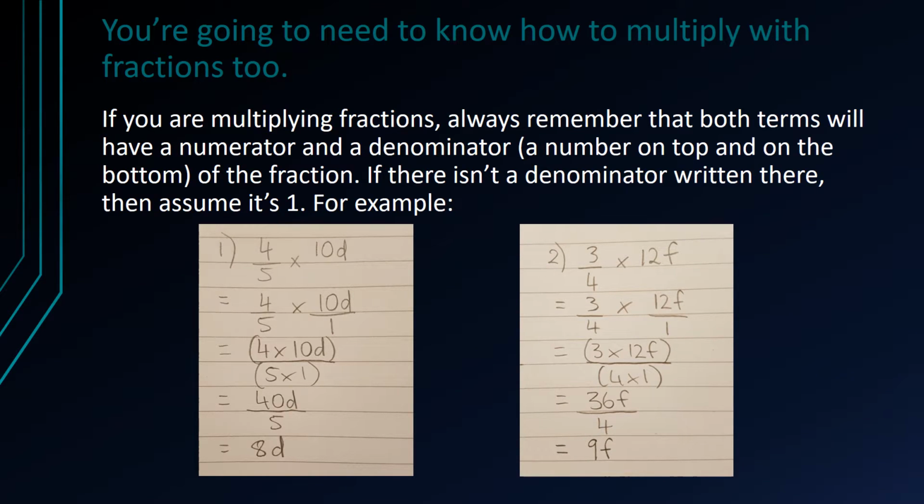In this second example, if you've got 3/4 and you're multiplying it by 12f, we can rewrite that as 3/4 multiplied by 12f over 1. So again, we're going to multiply the two numerators, which are the numbers on the top, and we get 3 times 12f, and then we can multiply the denominators, which are the numbers on the bottom as well, so 4 times 1. So if we simplify that, we've got 36f over 4, and then you can divide your 36 by 4, and you end up with 9, and we keep our pronumeral there. So our answer is 9f.